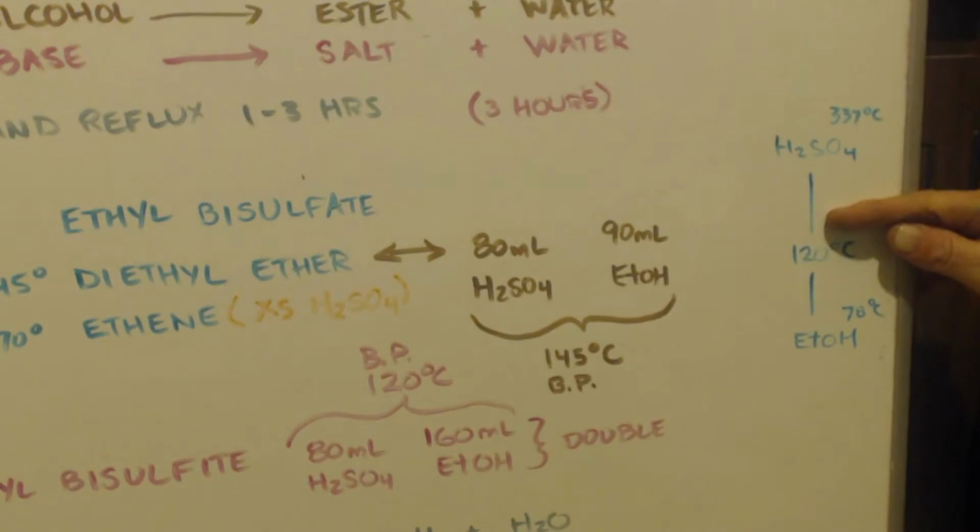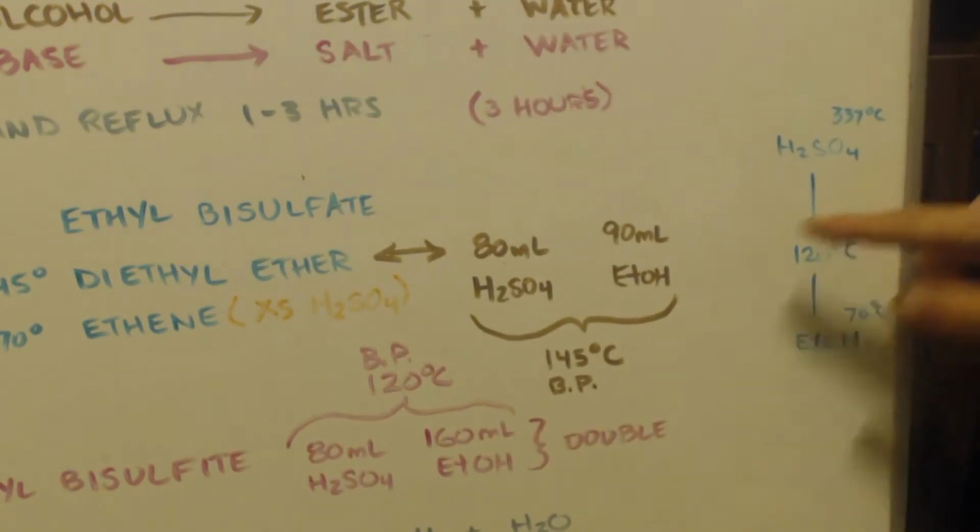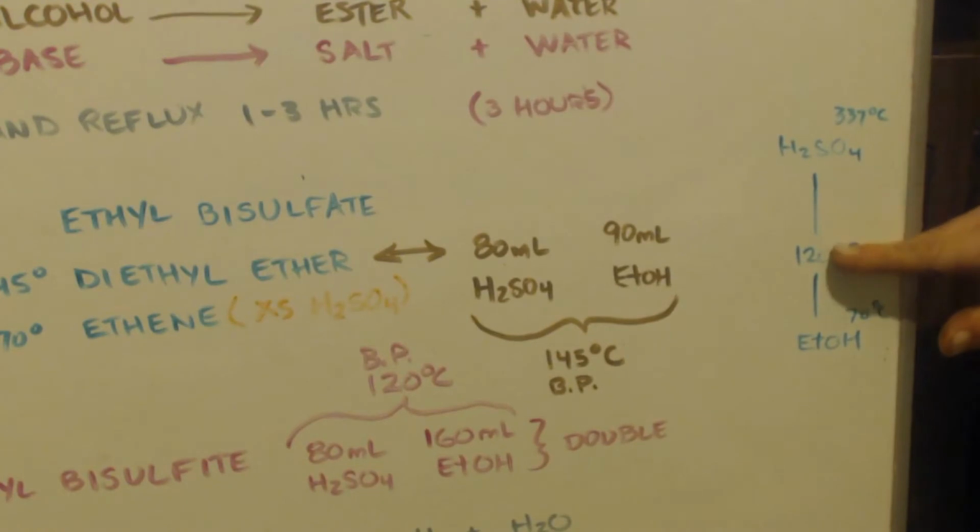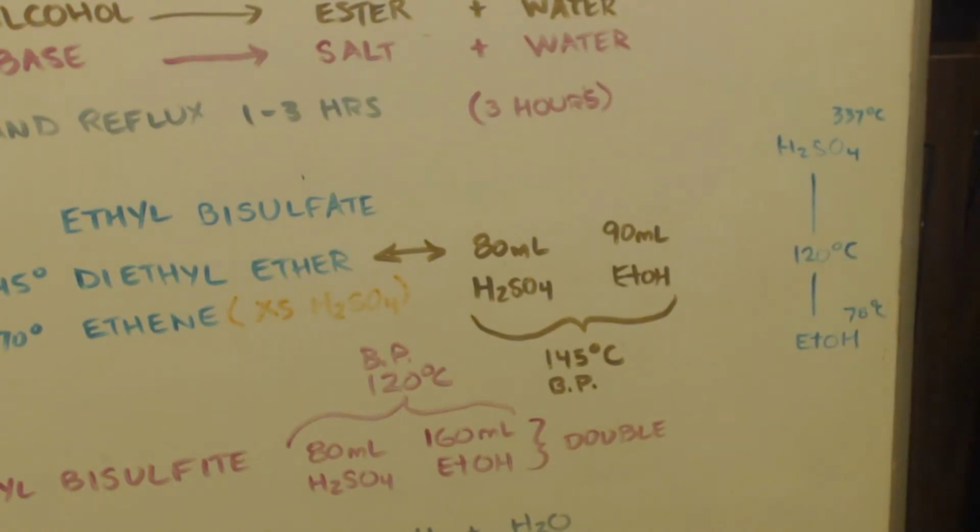So all you have to do, if you're here with 80 and 90, obviously you'd add more ethanol so it gets the boiling point down to 120. That's where you want to reflux it at. And what we're going to do, that was for diethyl ether, ethyl bisulfate, that's wrong, that should be an A. Bisulfate, we want to boil it at 120. And keep in mind, this would be if it was anhydrous. So mine isn't anhydrous. It would be 80 milliliters of sulfuric acid and 160 milliliters of ethanol.